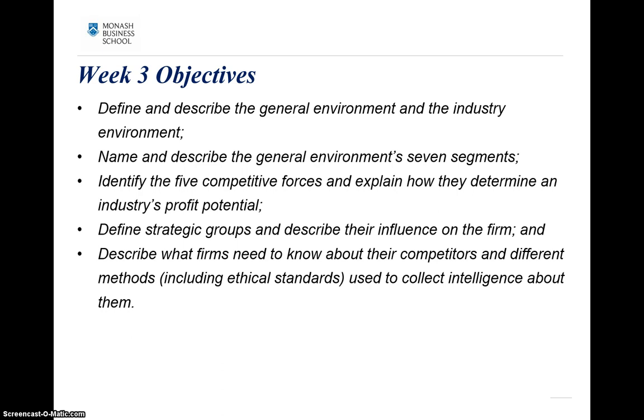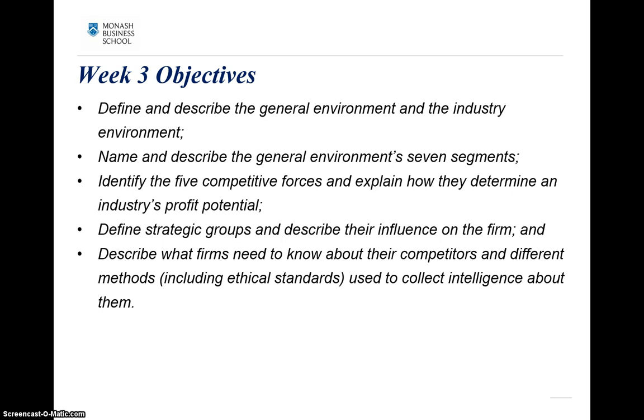We're going to look at the general environment's 7 segments in particular, identifying what they are and how they each could influence the organisation. The 5 competitive forces within the firm's industry environment, and how that relates to a firm's industry profit potential, which clearly is of significant consequence to the firm.